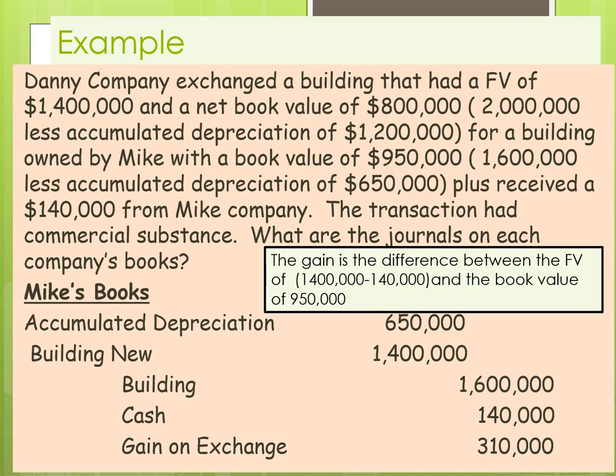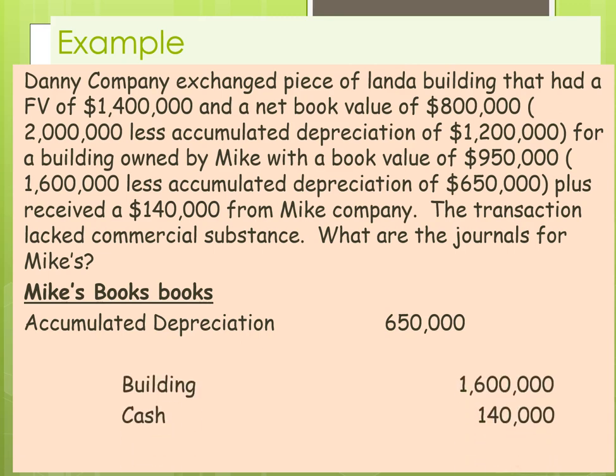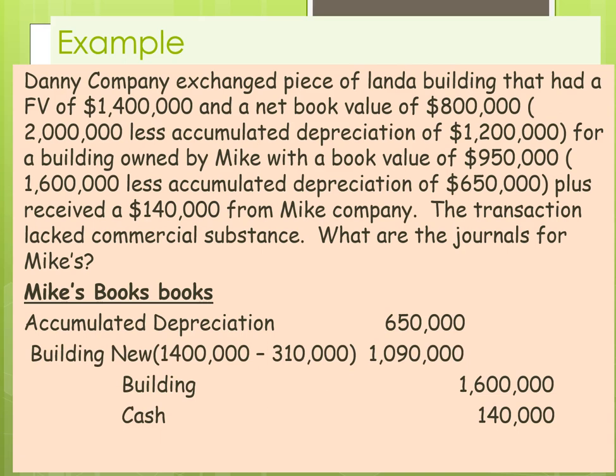Now, our last thing we're going to look at is what happens in the same example if it lacked commercial substance. Well, here's how that's going to be done. We're going to take the accumulated depreciation off the books, take the building, book the cash, and the building is now going to be reduced by the gain, the new building. So that's how you would do that.